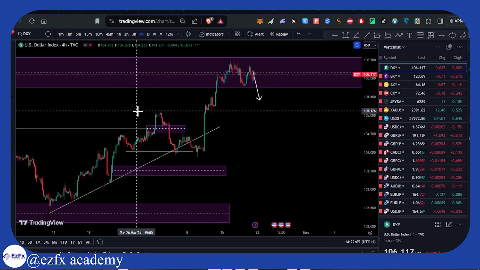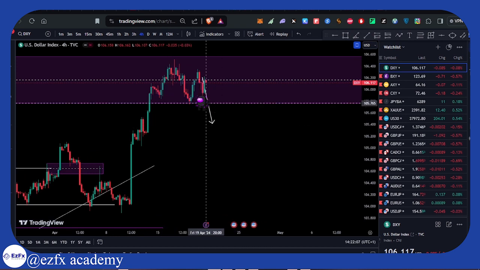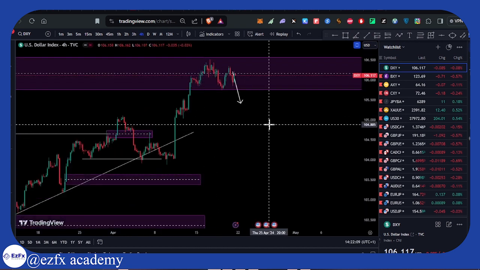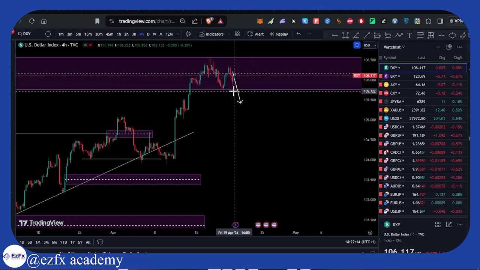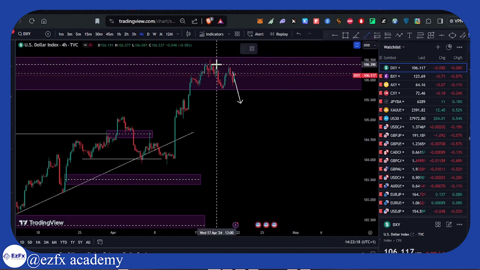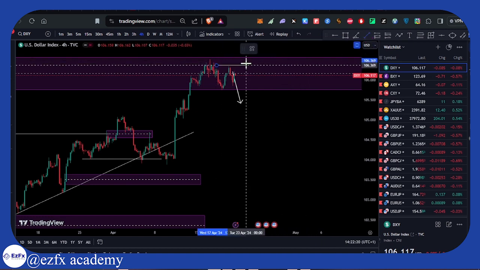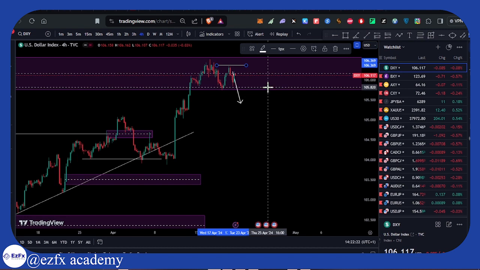And as you can see on my chart, I'm looking for DXY to grow weaker. This is on the 4-hour time frame. So this will only hold if this high around here is not broken. Let me just mark that out quickly around here. So this is around 106.369. If that is not broken, then definitely I'll watch out for DXY to be bearish.